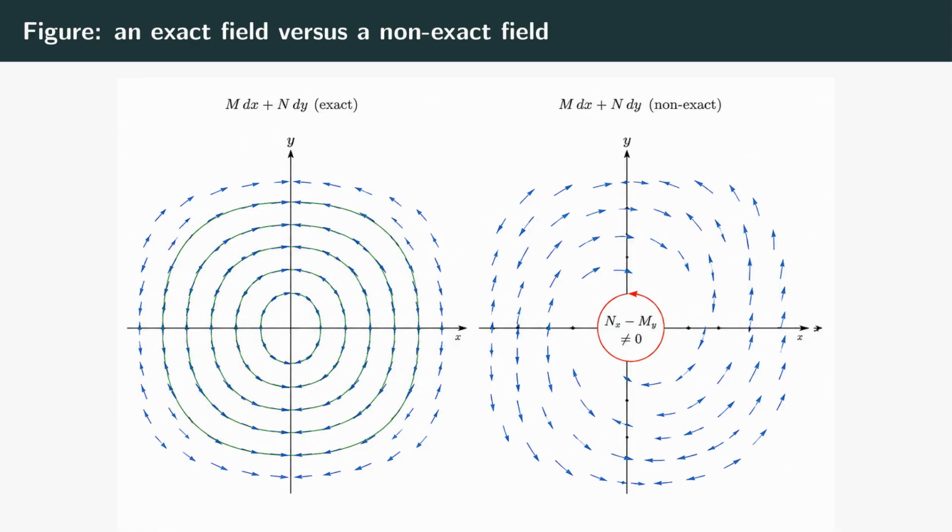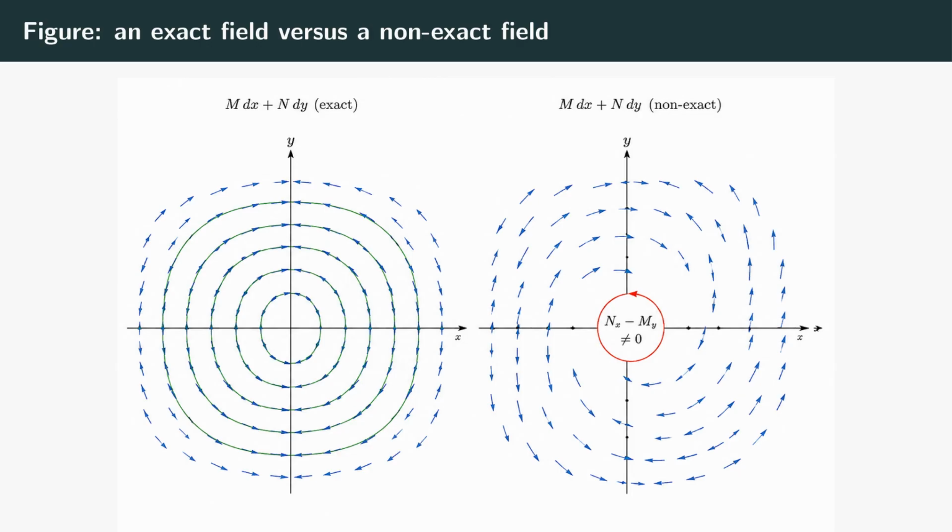Here is a picture of why the test matters. On each side, I have drawn the vector field whose components are m and n. On the left is an exact equation. Notice how the little arrows line up everywhere tangent to a clean family of nested curves. Those curves are the contours of a genuine surface, and the field has no swirl.